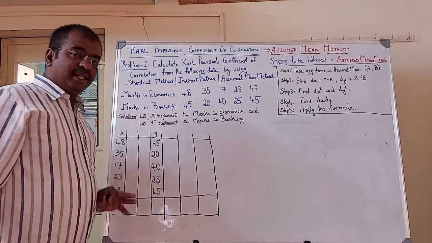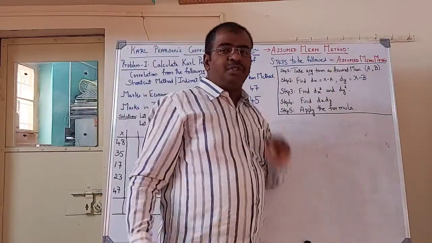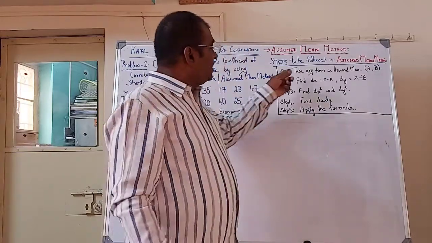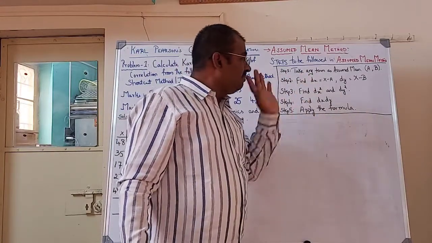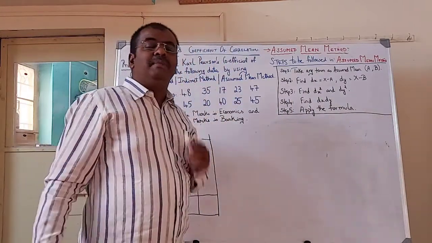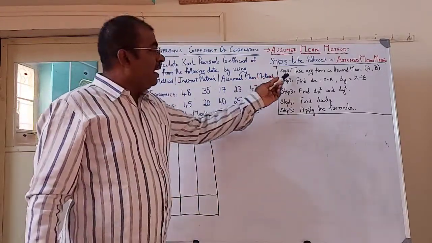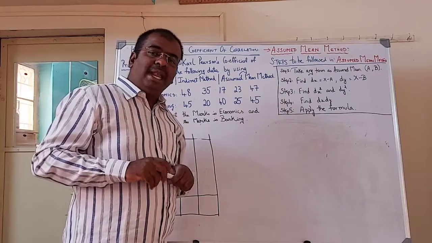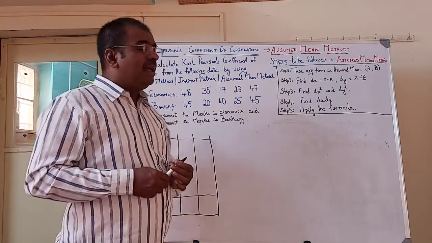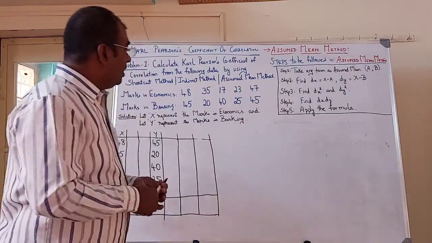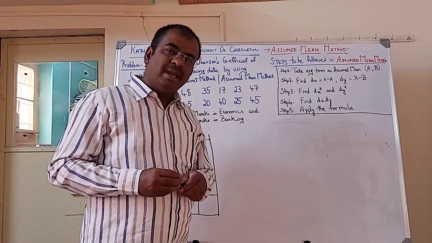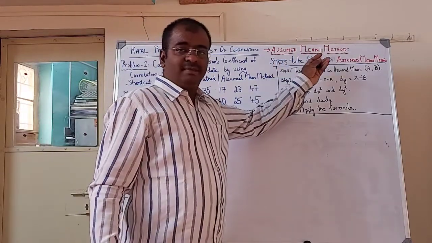Before proceeding further, let us have a look at the steps to be followed in the assumed mean method. Apart from step 1, all the remaining steps are the same as those we followed while solving problems in the actual mean method. So what is step number 1? In the actual mean method, it was calculating X bar and Y bar, that is, the average of X and the average of Y. But here we are not going to calculate the average. We are going to choose any one value as the assumed mean.